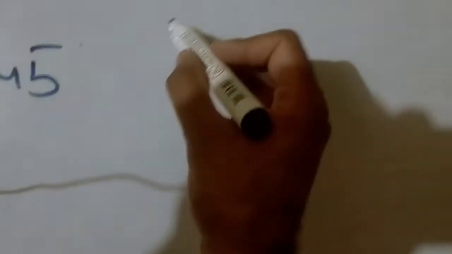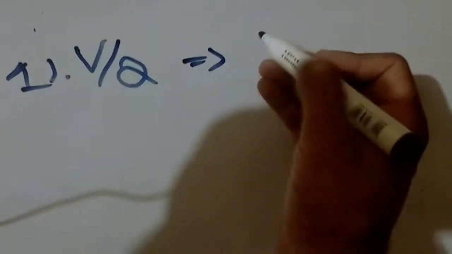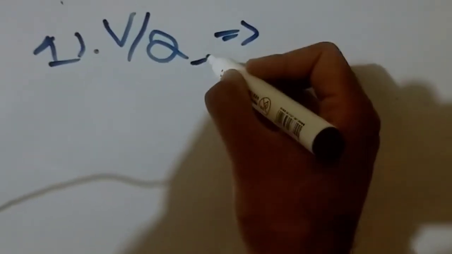Now, talking about the V by Q ratio, this is the ventilation perfusion ratio, and we have three scenarios. The first scenario is when Q is equal to 0, when there is no blood but air is present. It occurs mostly in the upper part of the lungs. Whenever there is no blood but air is present, the air content would remain the same.